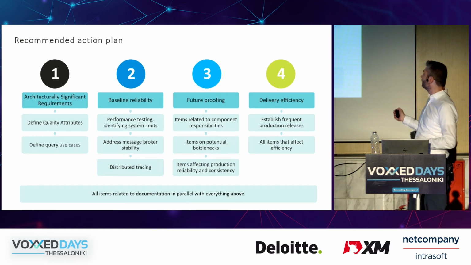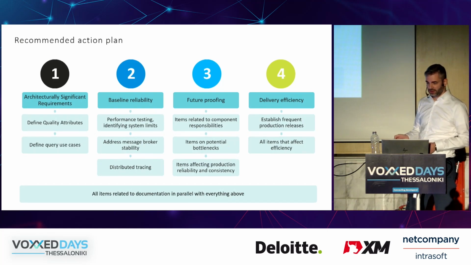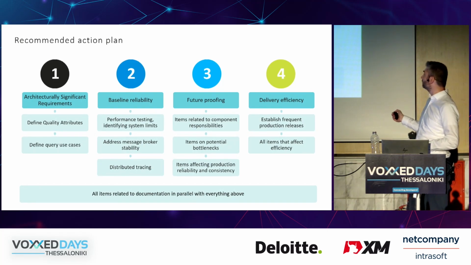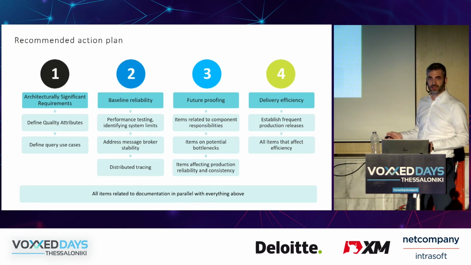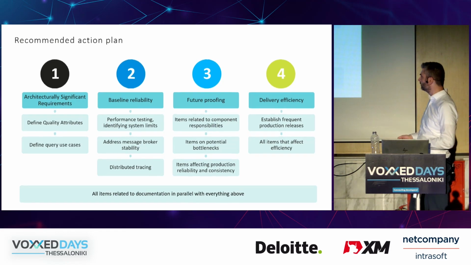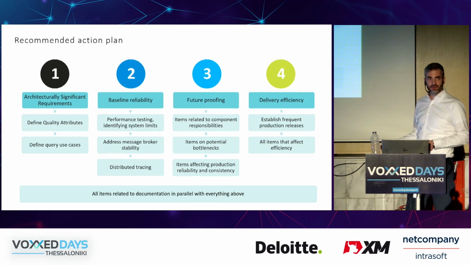Number four, you can work on delivery efficiency. Firstly, please establish frequent production releases and then look at all of the items related to this category. And meanwhile, while you are doing this, please work on the documentation. This was basically the plan that I suggested to them.